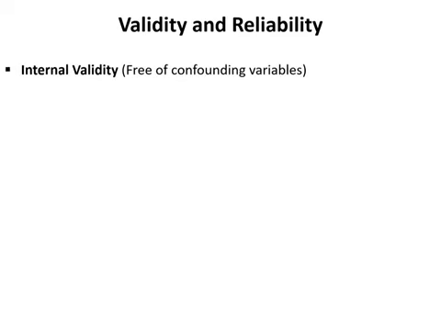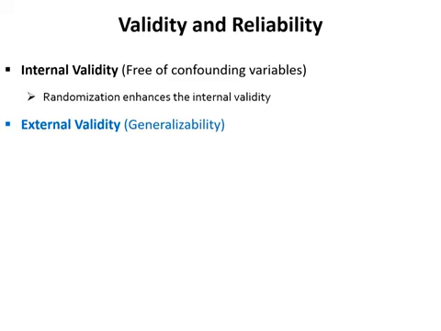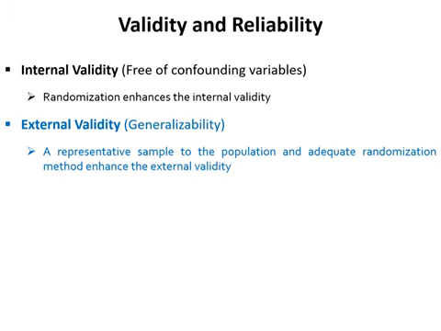The study is called internally valid if the relationship between dependent and independent variable is free from the effect of confounding variables. This is usually achieved by adequate randomization. External validity means generalizability, or that the results can be reflected to the population. This can be achieved by getting a representative sample of the population and by an adequate randomization method. So you can notice the importance of randomization in controlling confounding variables and in the validity of the study, both internally and externally.